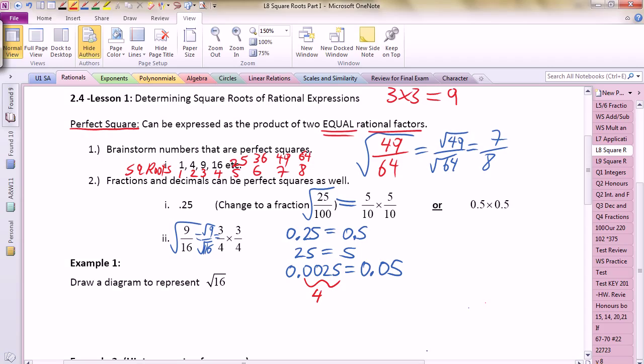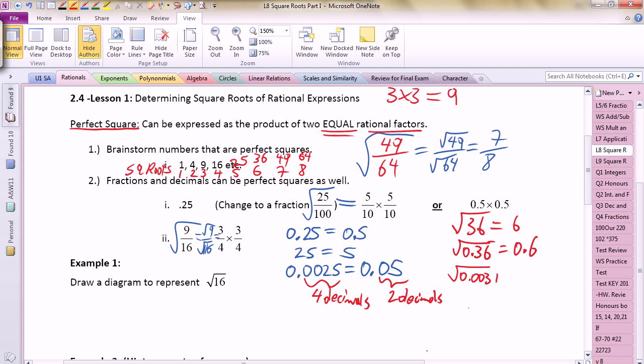All right. So 4 decimals here. And then we go down to half, 2 decimals. Now you guys know 36. What's a square root of 36? Okay. What's the square root then of 0.36? Okay. So we go from 2 decimals to 1. What about square root of 0.0036?